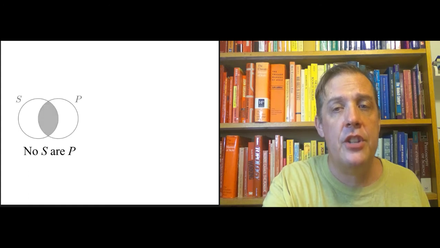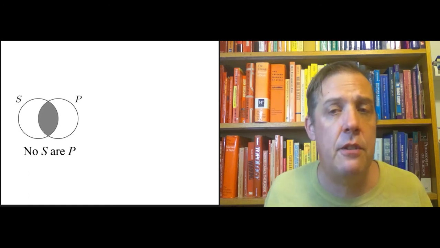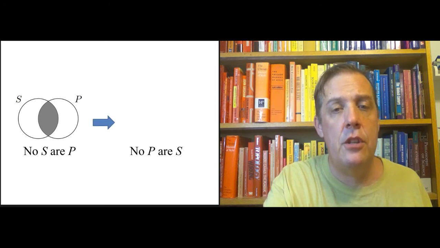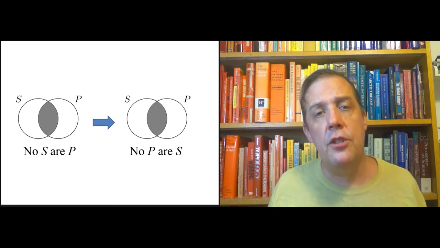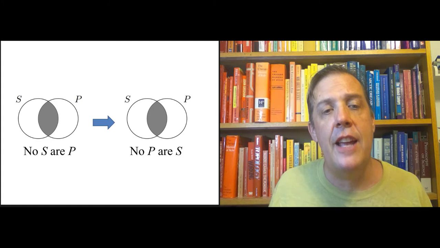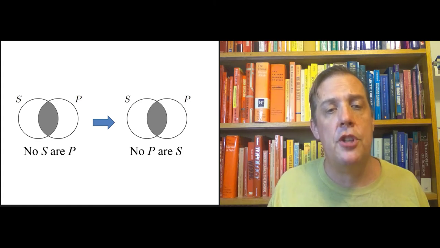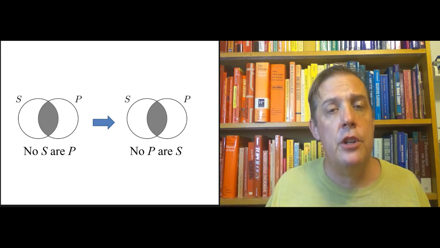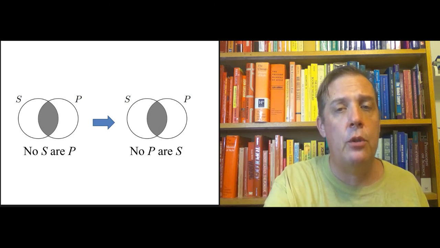On the other hand, consider no S are P. This is the Venn diagram for no S are P. You shade the overlap. If you change it to no P are S, you're still shading the overlap. The Venn diagram is the same after you use conversion. What this shows is that conversion preserves the truth value. The true statements remain true if they are E statements and you flip subject and predicate.